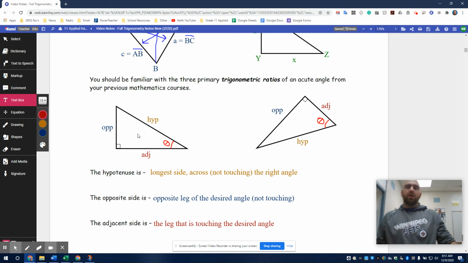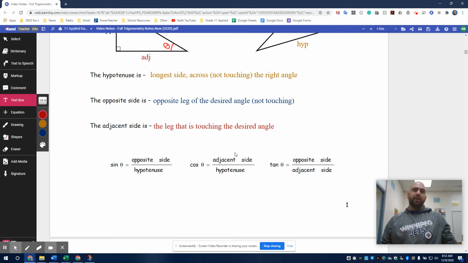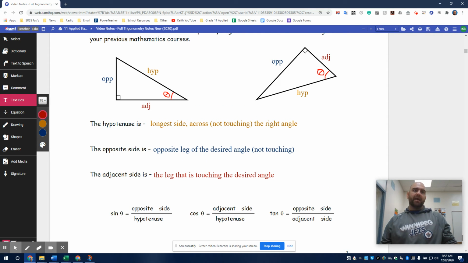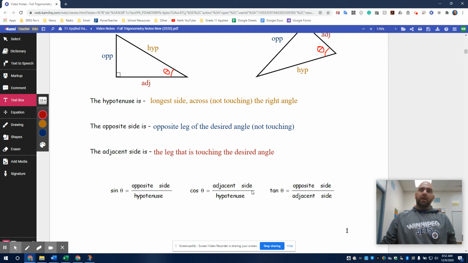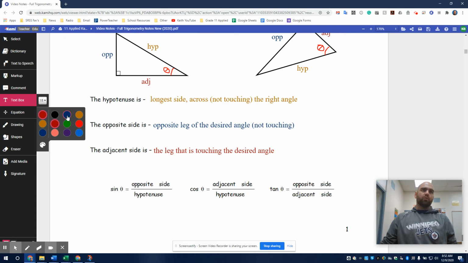Being able to label is super important. Making sure that we know which side is which is extremely important, because that notation is super important when it comes to doing our trig ratios. Three ratios that we have: sine theta is equal to opposite over hypotenuse, cosine is equal to adjacent over hypotenuse, and tan is equal to opposite over adjacent. All of these give us an opportunity to solve for a side or an angle.